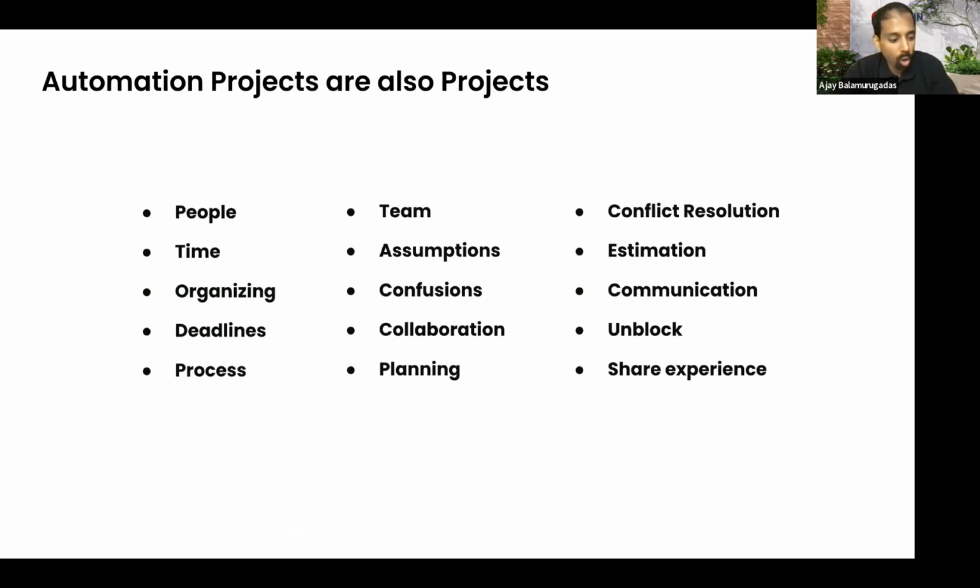Please do remember, automation projects are also projects. Do you work with people? Yes. Do you have confusions? Yes. Do you unblock them? Yes. Do you need to have a good process? Yes. Do you resolve conflicts? Yes. Then treat them as projects. Don't treat them as magic wands.